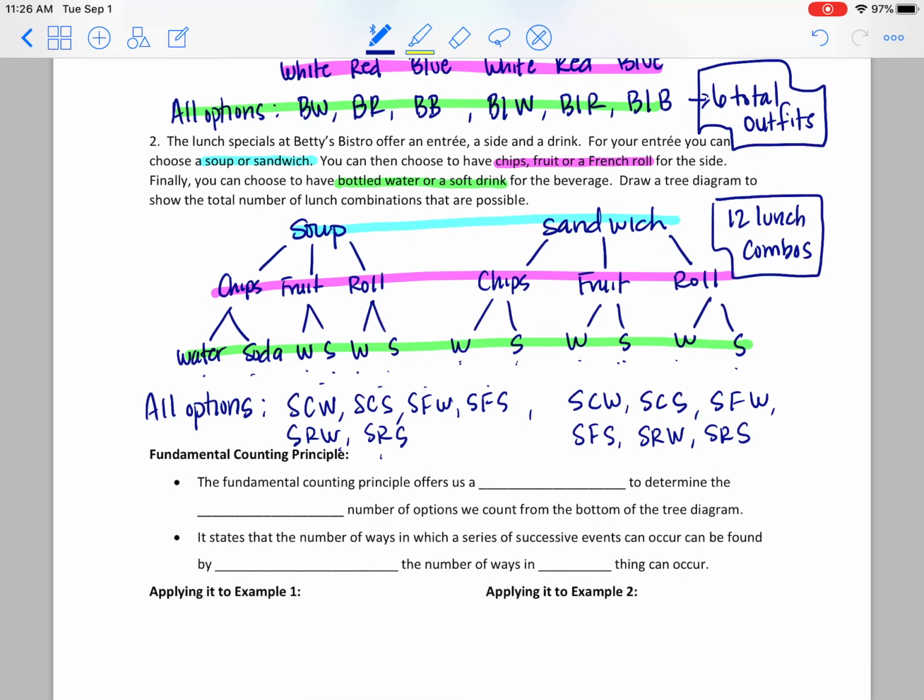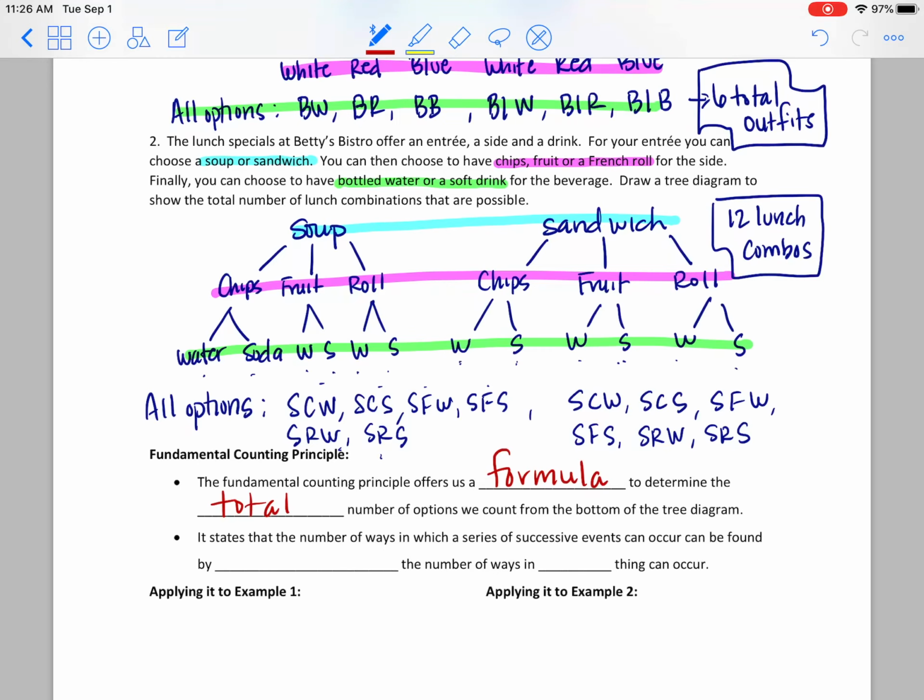The counting principle is where this comes in. It offers us a formula. This gives us, let me just change color, a formula to determine the total number of options we can count from the bottom of our tree diagram.